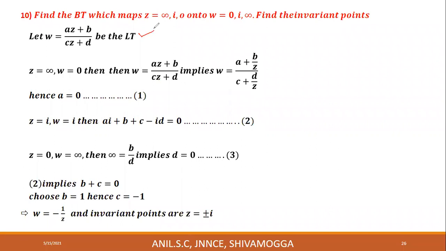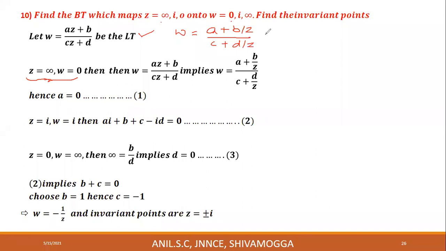Let's substitute the first set of points: z is equal to infinity and w is equal to 0. Substitute in w equal to (az plus b) divided by (cz plus d). As it is, we cannot substitute z equal to infinity because it takes the infinity by infinity form. Therefore, we shall divide both numerator and denominator by z. What we get here is (a plus b by z) divided by (c plus d by z).